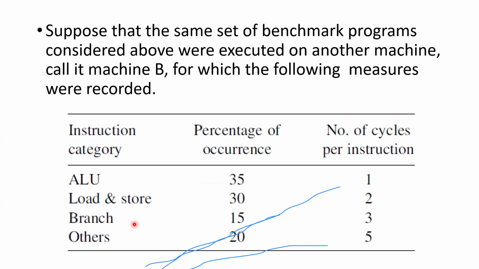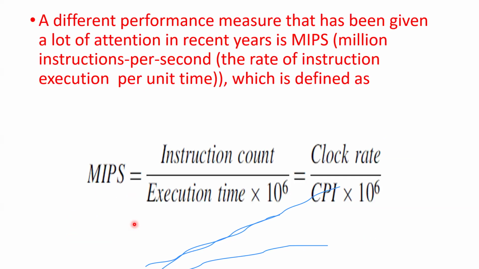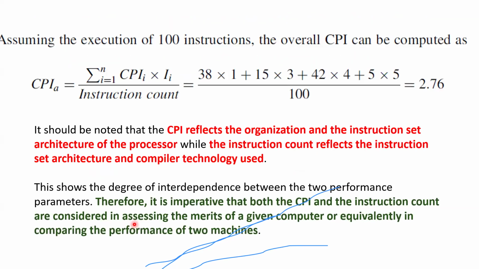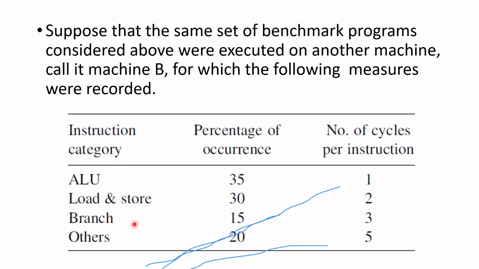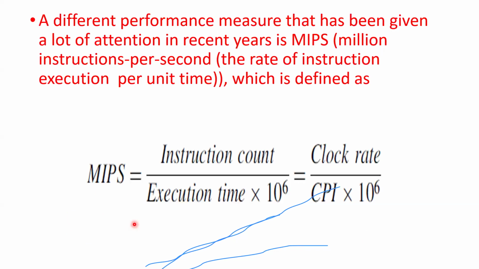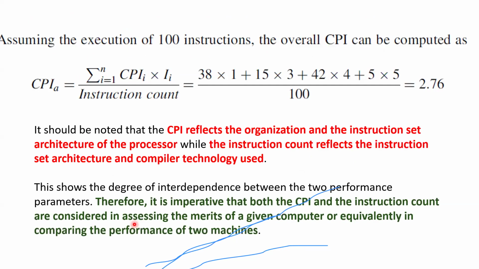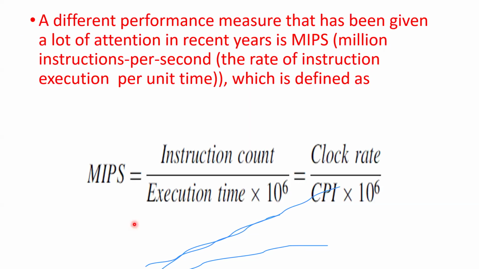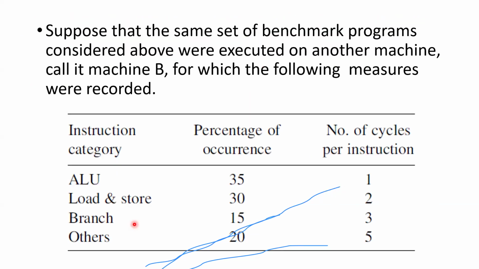Over here, I have a computer B. I'm assuming this computer over here is computer A. Here I have a computer called computer B. I want you to calculate using this formula we have over here, that is CPI equals the sum of CPI times I over instruction count, and tell me what will be the overall CPI of this machine I have here, machine B?